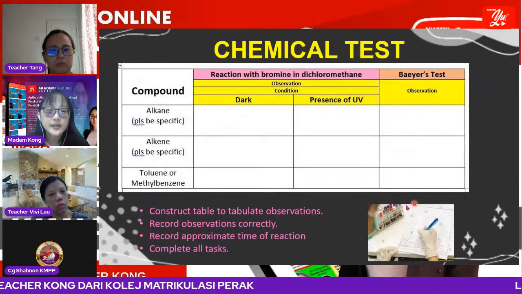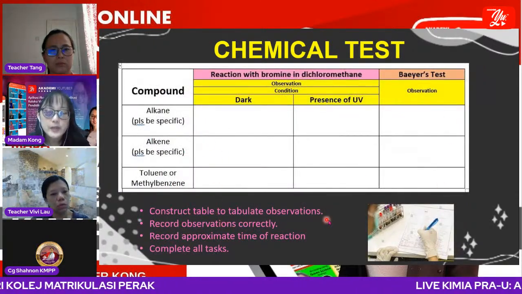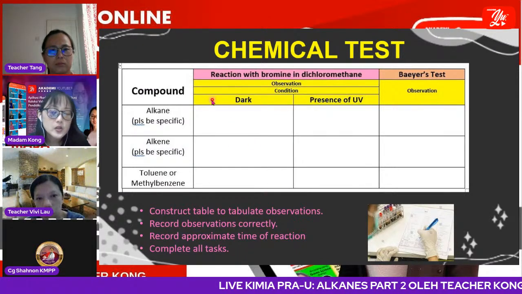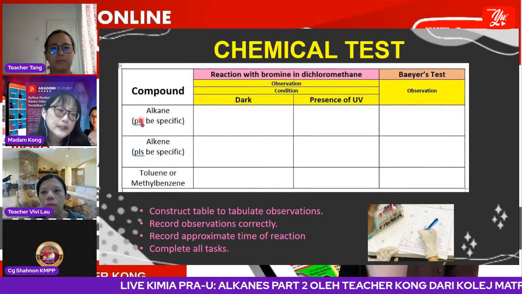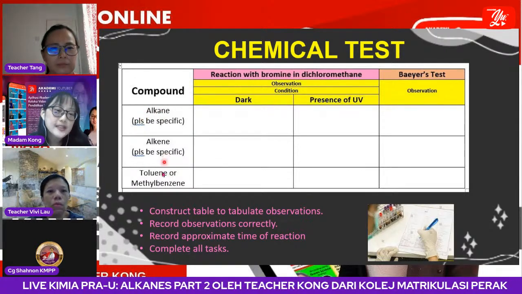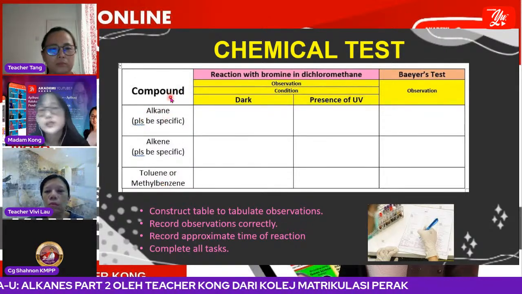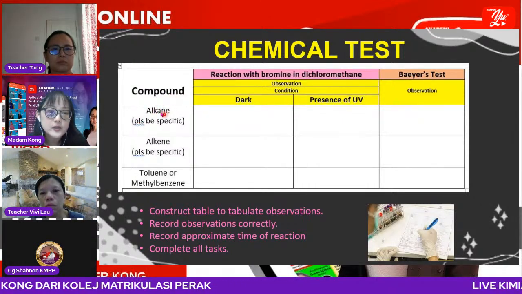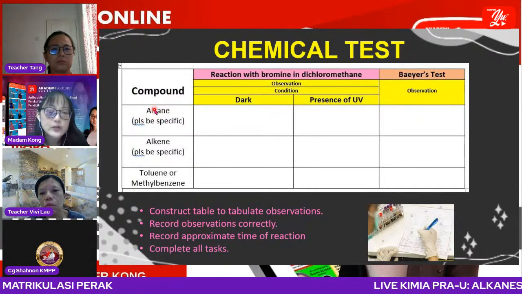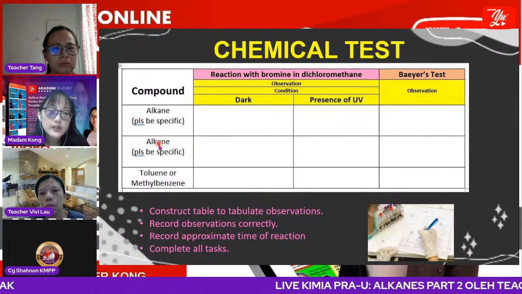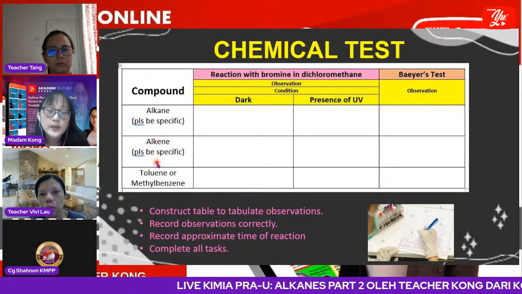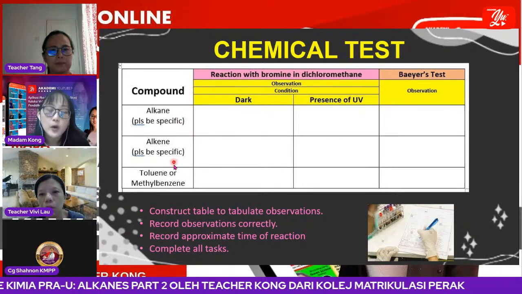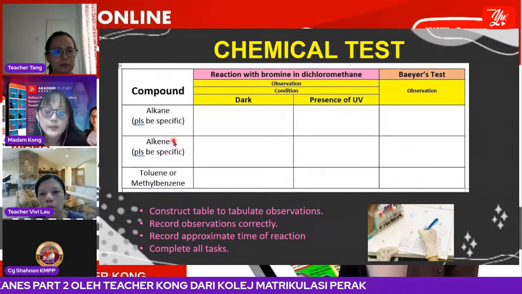Okay, this is the table. You have to construct a table to tabulate the observation, record the observation correctly, record the time as well. By right, I have to write down this one: cyclohexane, toluene, or benzene. Because this is the matriculation lab manual, I know this is cyclohexane. So you must draw the cyclohexane and then draw the structural formula. If your question is not cyclohexane, it's other alkanes, for example, propane, propene, it's up to your manual.